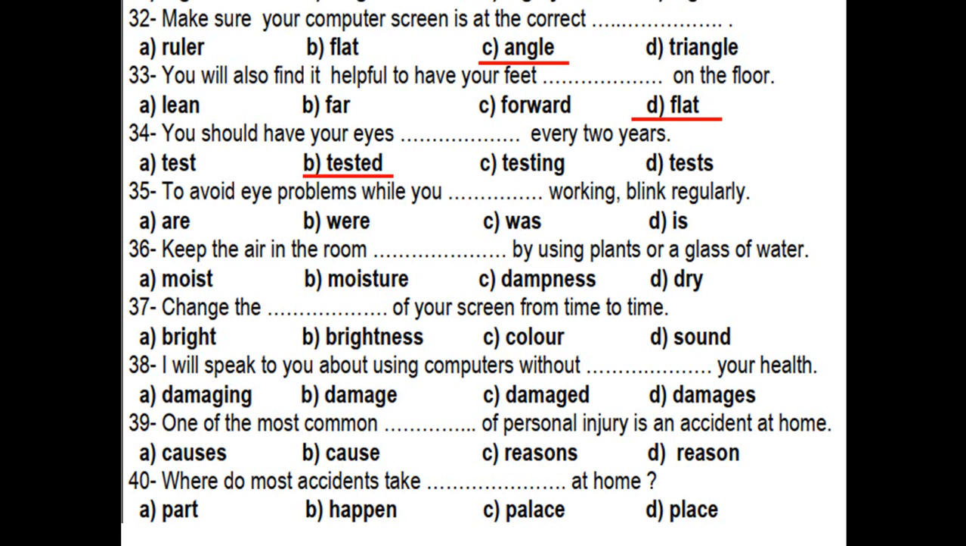35. To avoid eye problems while you are working, blink regularly. While you, of course, you are working. Number 36, because this is general by the way. Keep the air in the room what? By using plants or a glass of water. Keep the air moisture, dampness, dry. You keep the air moist. This means it has some water vapor, in order for your eyes not to dry. 37. Change the position of your screen from time to time.